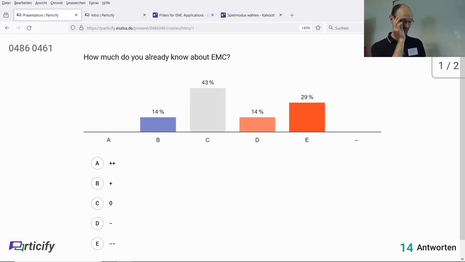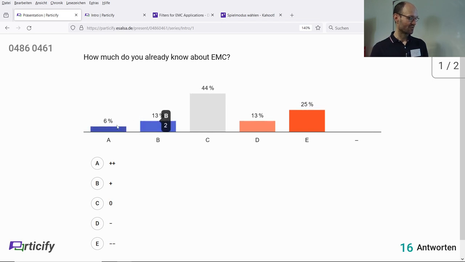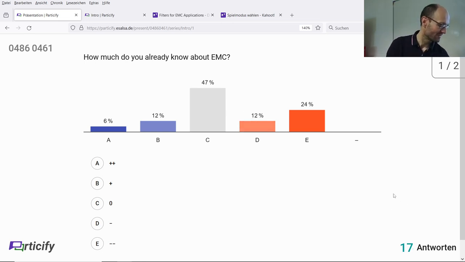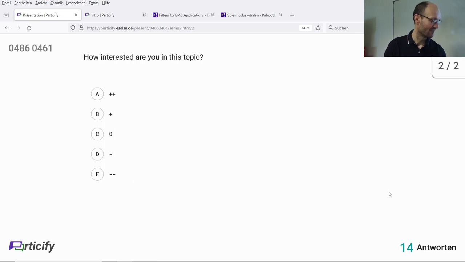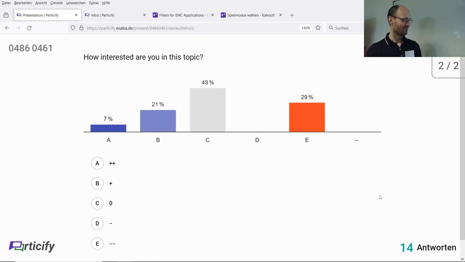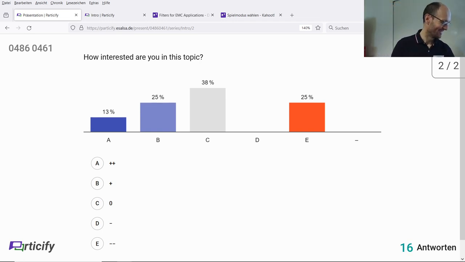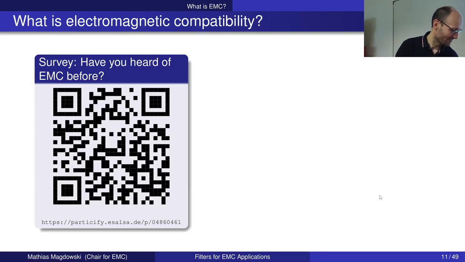Okay, so I would interpret this as that one or two persons say they know something. One person knows maybe a lot, and the other person says, no, not really. Zero to nothing. Okay, thanks for this. And then we can also have a look at the second question. How interested are you in this topic? Okay. I will do my best to make it interesting for you. Okay. Thanks for this.